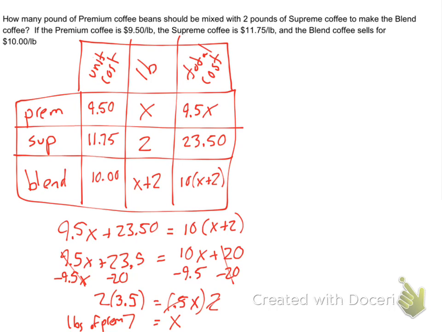What if it asked you how many pounds of blended coffee are created? What would you say? How many total pounds of coffee will be put all together? 7 plus 2, guys. Put X in.